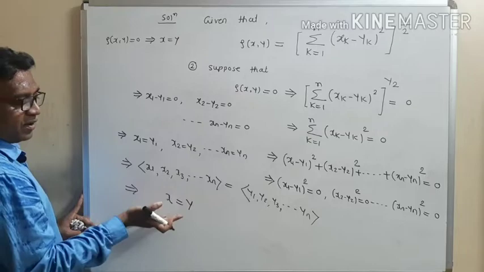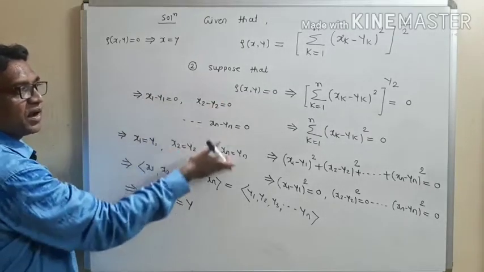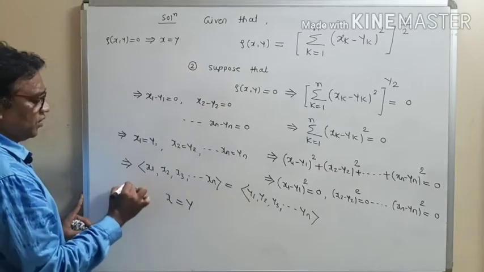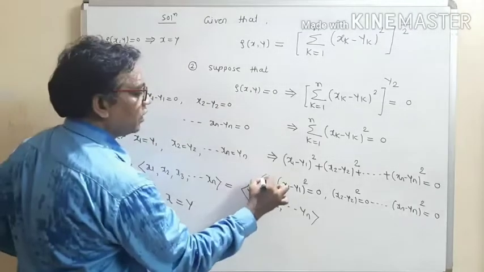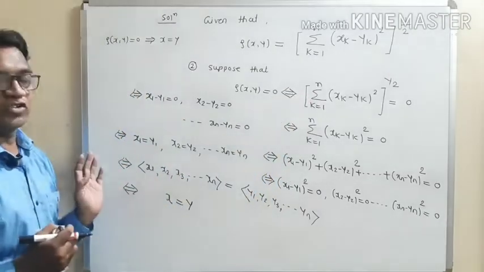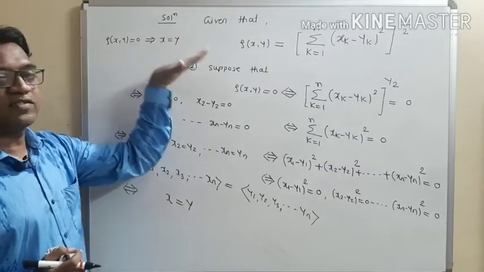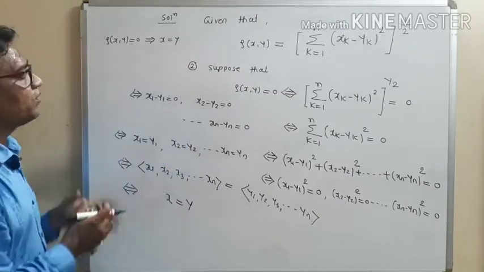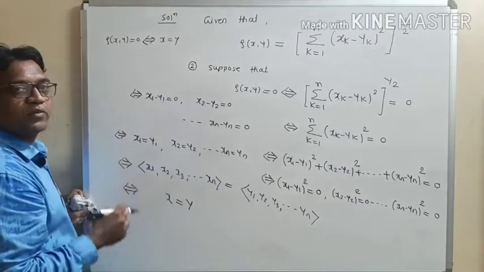Now similarly, we can prove the reverse way. If x equal to y, then we can show that distance of xy equal to 0. So just put this reverse sign. This is if and only if. So see, this is the second condition. What is the second condition? If distance equal to 0, then prove that x equal to y. And there is the converse: if x equal to y, then prove that distance of xy equal to 0.